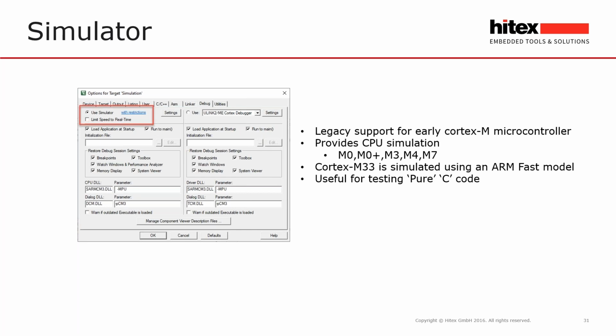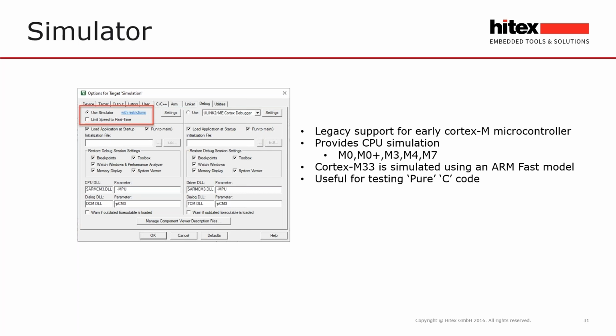So there are a number of legacy ones that are still in there, which are very good for training and experimenting with. But nowadays, the only new simulation models that have been added are for the processors themselves. So at the moment, we've got M0, M0 Plus, M3, M4, M7. There is a model for the M33, and that's done a slightly different way through what's called an Arm Fast Model, and that is available as part of the full Pro version, or you can purchase it separately.